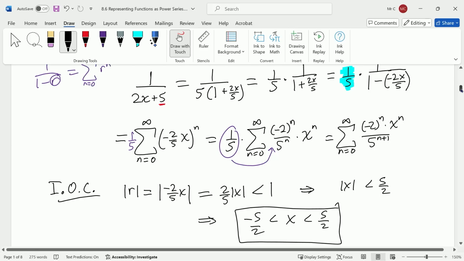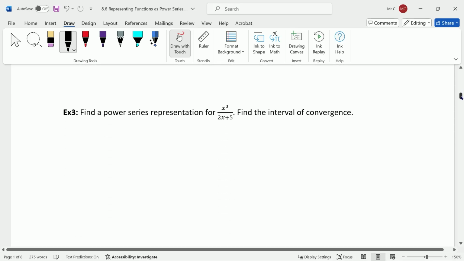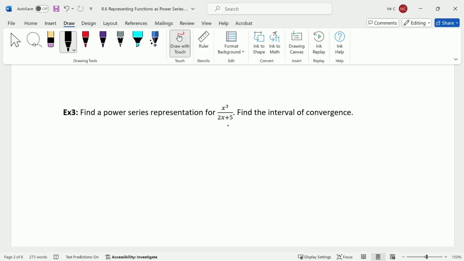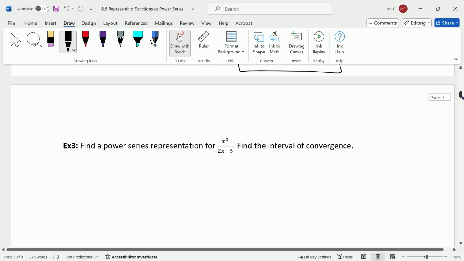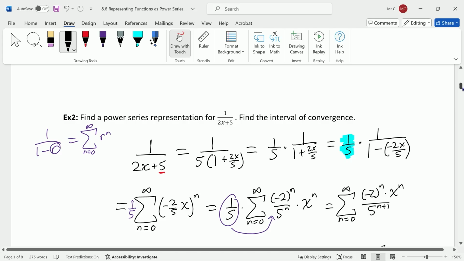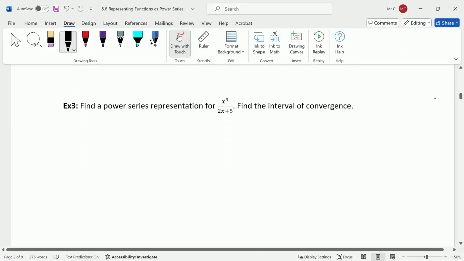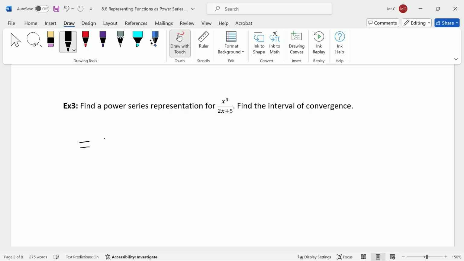Okay, let's take a look at another one. Now for this next one, it asks us to find a power series representation for x cubed over 2x plus 5. So I noticed that this looks a lot like the one I just did. Just did 1 over 2x plus 5. So I'm going to use my result from example 2 in this problem. So I'm first going to rewrite this as x cubed times 1 over 2x plus 5.